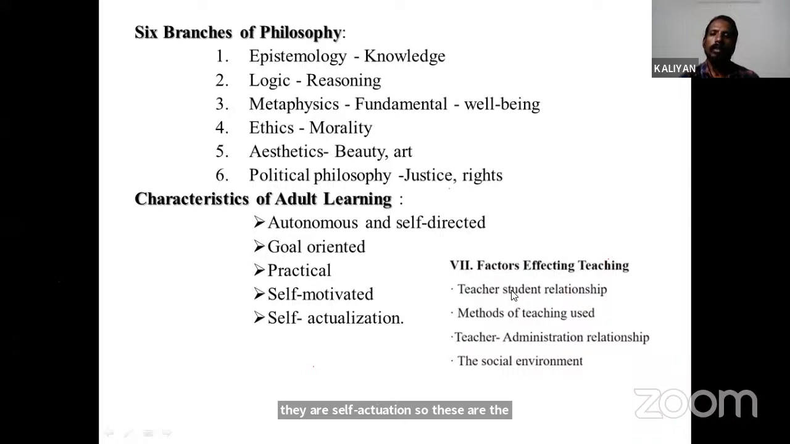So what are the factors affecting teaching? They will ask a question: which one is a factor affecting effective teaching, like teacher-student relationship, methods of teaching used, teacher-administration relationship, or social environment. Through the teacher-student relationship only can we make teaching effective, otherwise the student is not interested in learning. And with methods of teaching, only by using different types of methods will effective teaching come, with an effective outcome. And teacher-administration relationship and social environment. So these are the factors affecting teaching.